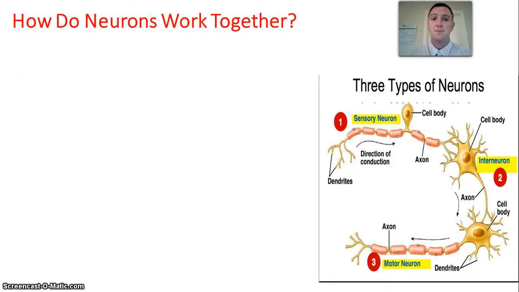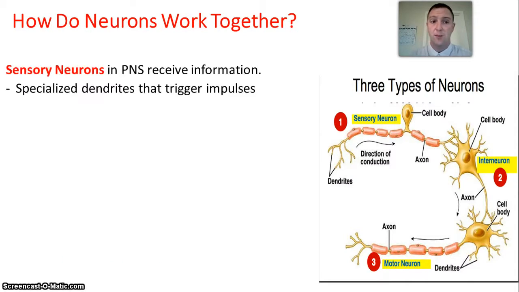So how do these neurons work together? Well, you've got three types of neurons. First, you have your sensory neurons. As the name implies, they sense things. They are part of the peripheral nervous system, and they receive the information. These specialized dendrites, over here, there's my mouse, there's my dendrites, are specialized depending on what type of sensory neuron they are, whether it's taste or light or sound, and they're going to trigger impulses.